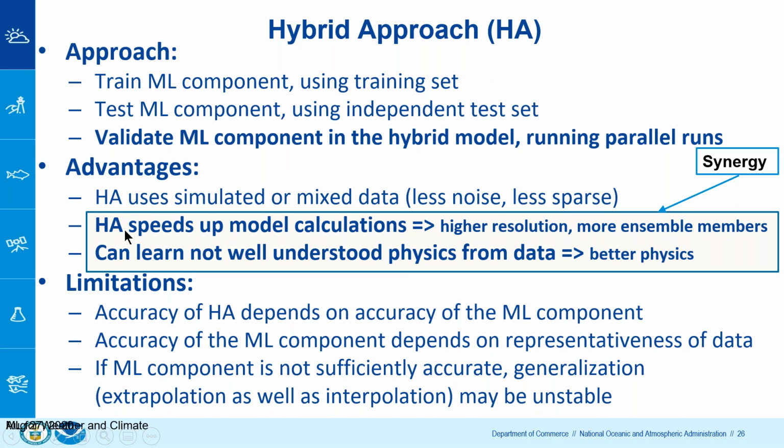Second, the hybrid approach speeds up model calculations. This speed-up can be used to improve the model, improve resolution, and increase the number of ensemble members. Then it can learn not well understood physics from data. It means that it can improve physics, provide better physics.